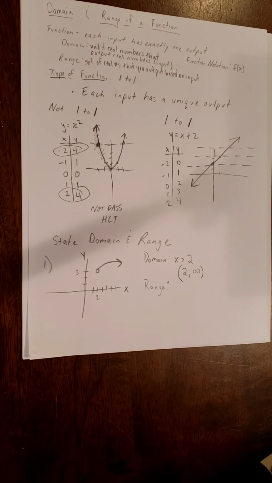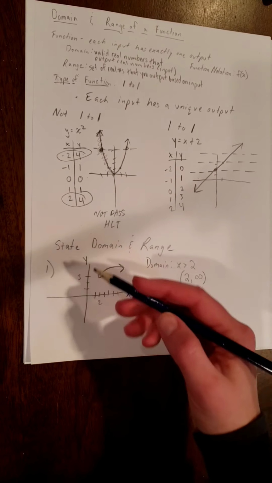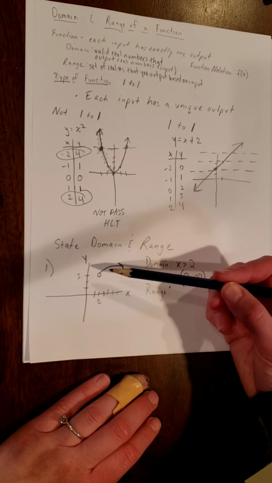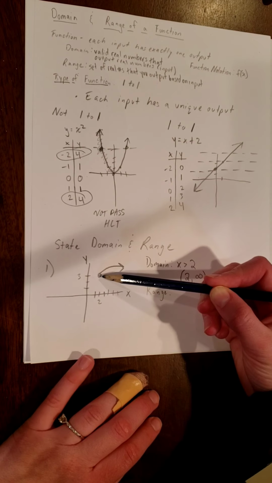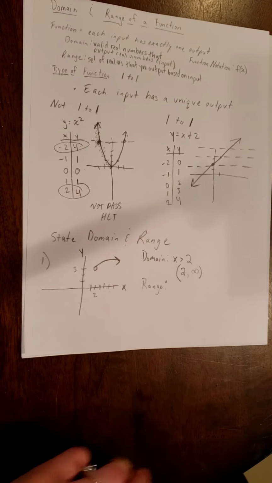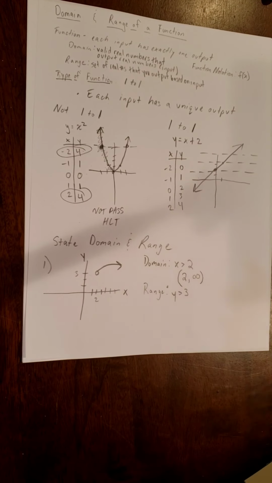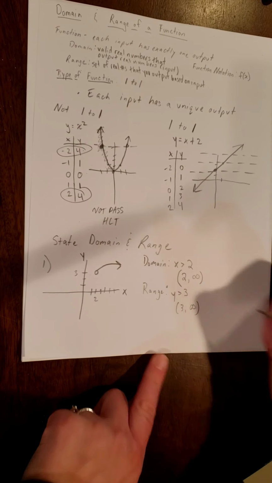So now let's look at our range. Our range is our y values, and y values go vertically. So we check the smallest value we have here, 3, but we're not defined at 3. And then this graph is everything up from 3 infinitely. So the range would be y is greater than 3. If we wrote this in interval notation, it would be (3, infinity).